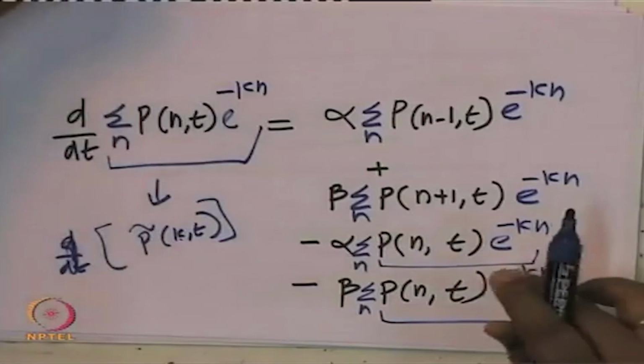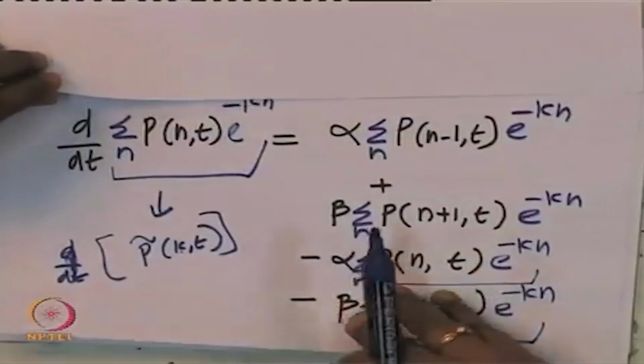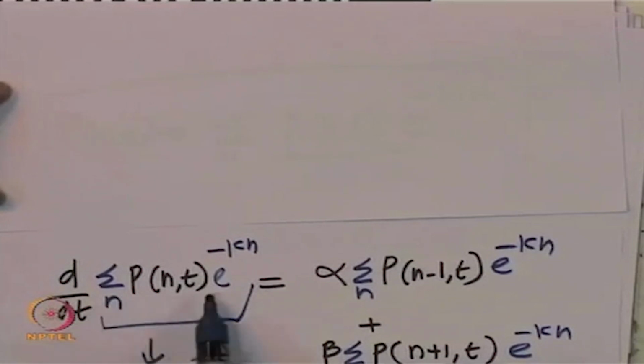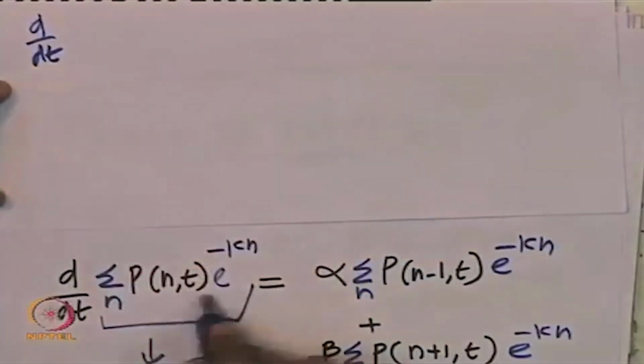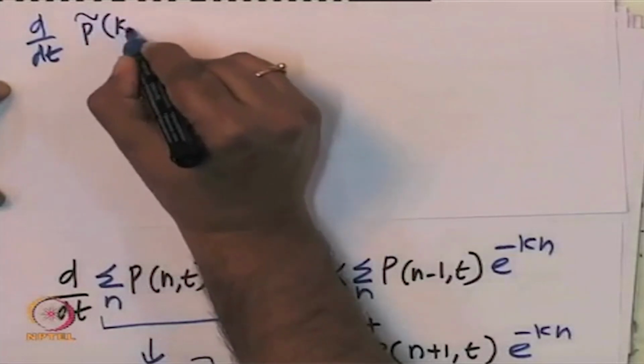So, let us rewrite this a bit. Let us look at this equation a little more carefully here. This term I call d by dt of p tilde of k comma t.